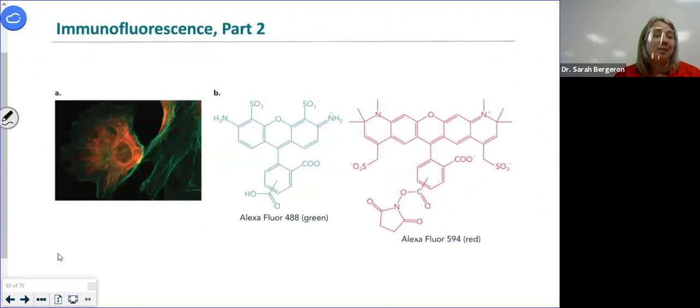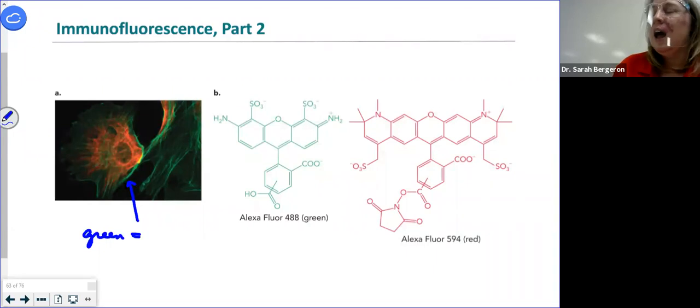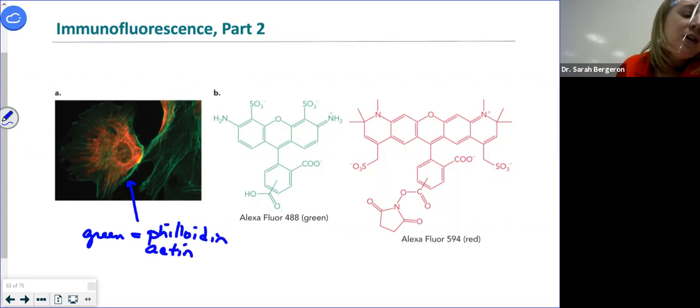So this is an example of a picture of a cell where they've actually tagged two different proteins, right? So they've done two different primaries, two different secondaries, and two different color fluorescent dyes. So the green here, which you can't see with a black arrow, the green is actually targeting a protein called phalloidin, which is an actin binding protein.